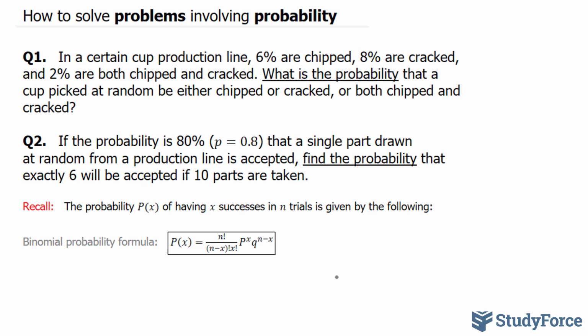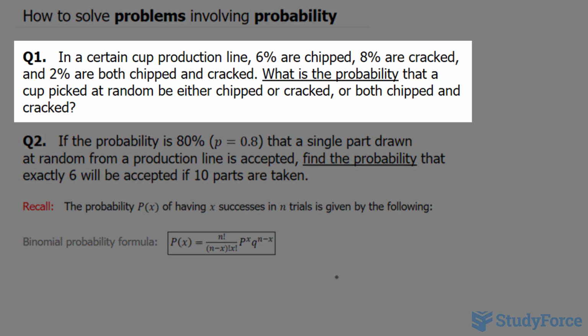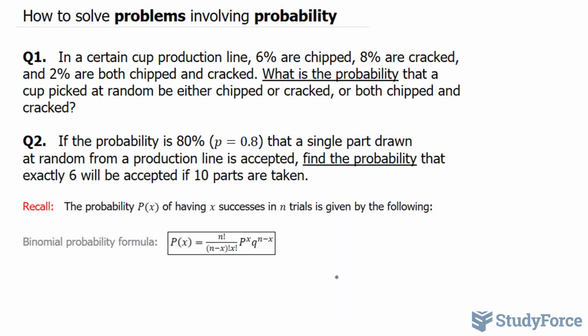In this video, I'll show you two examples on how to solve problems involving probability. Question 1 reads, in a certain cup production line, 6% are chipped, 8% are cracked, and 2% are both chipped and cracked. What is the probability that a cup picked at random be either chipped or cracked, or both chipped and cracked? Let's write out what we know.